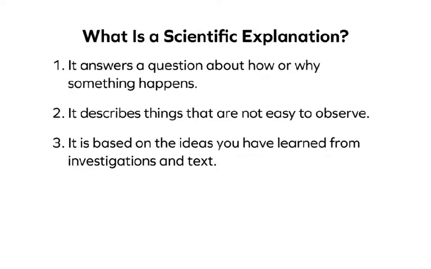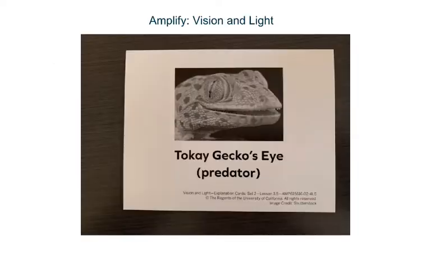Thirdly, it is based on the ideas you have learned from investigations and text. Remember, in science, explanations are always based on evidence. How did we get evidence throughout this unit so far? Think to yourself for a moment. You might have said through simulations, through the apps, through the different texts we read, and even through our own background knowledge and experiences. In order to write a complete explanation that is based on evidence, be sure to include ideas you've learned from the books and your investigations.